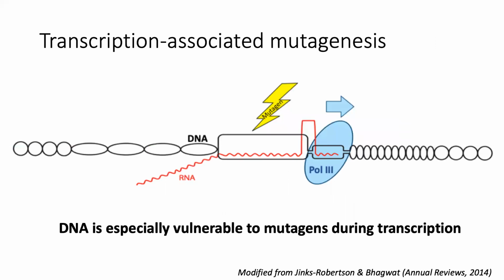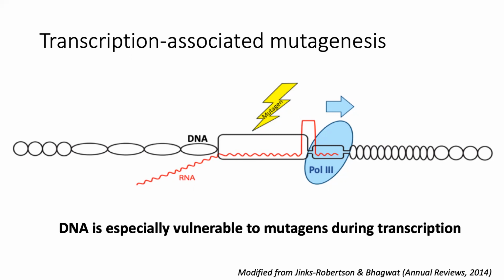So in order to really understand the differences in transcriptional activity between these genes, we need to look at transcription as a process. So you've got the polymerase transcribing a nascent RNA here using the template strand of the DNA. But while that's going on, the non-template strand here is isolated. It's more vulnerable to mutagenesis, and we call this process transcription-associated mutagenesis.